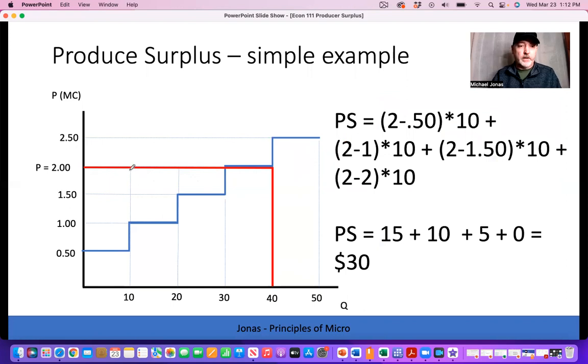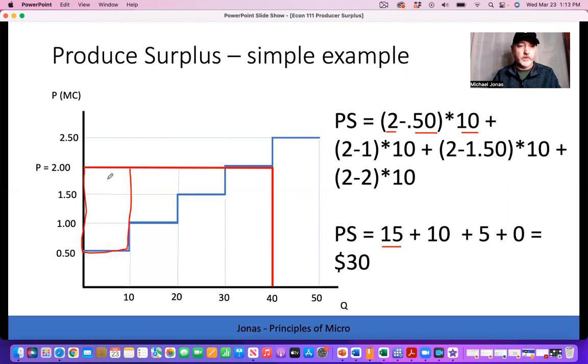And that's what we would calculate, right? So for the first 10 units, I'm going to take this little rectangle here. We've got a price of $2. Each unit costs us 50 cents. So we're gaining $1.50, right, per unit times 10 units. So that'll be $15 for this little chunk here.